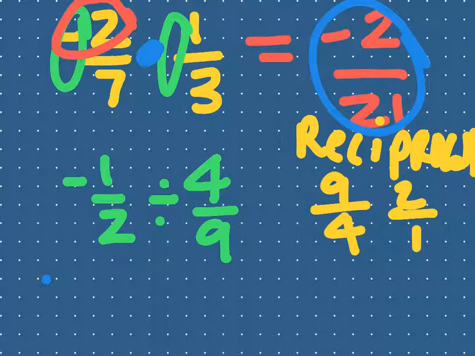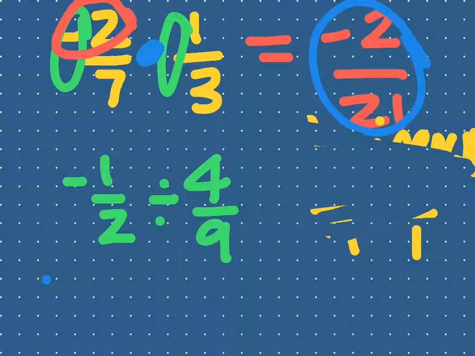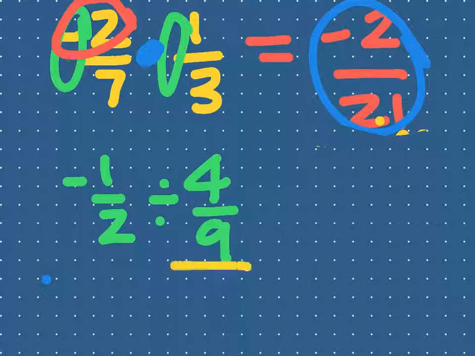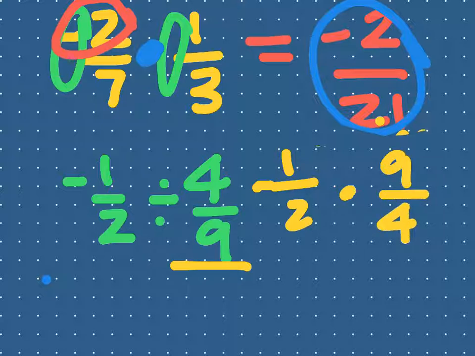Remembering reciprocal, we have to do the reciprocal of the second number, so that would be this number in dividing. Now this becomes -1/2 times, now we're multiplying, 9/4, which is the reciprocal of 4/9. So when you divide, you multiply by the reciprocal of the number. Now multiply across and you get -9/8. And that is your final answer.